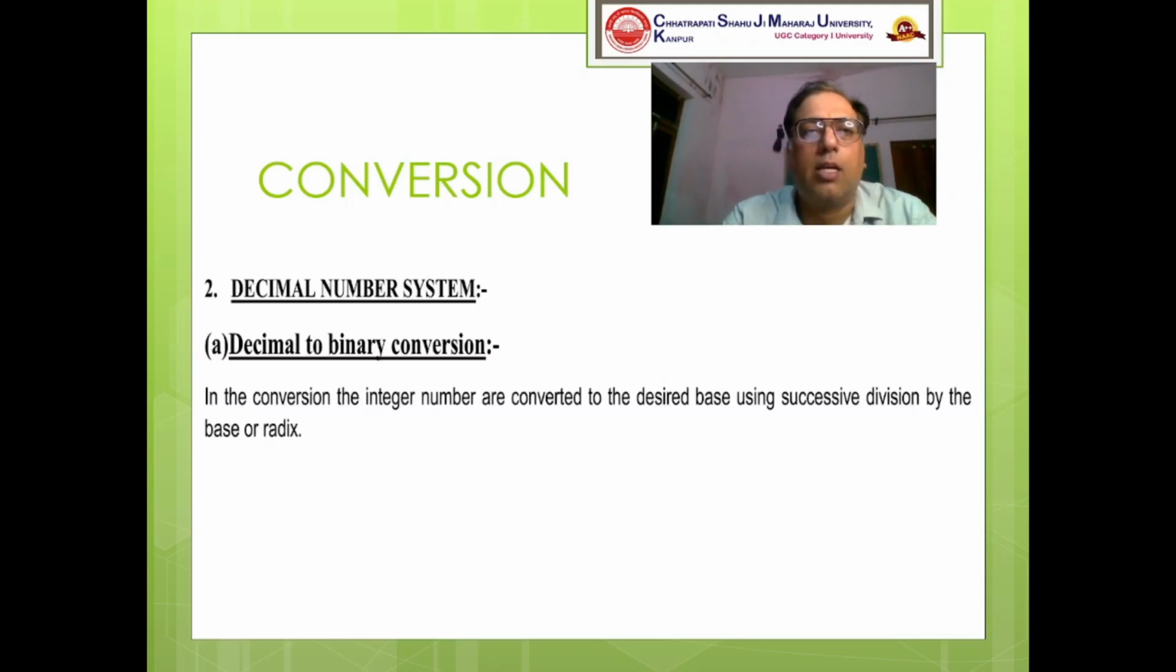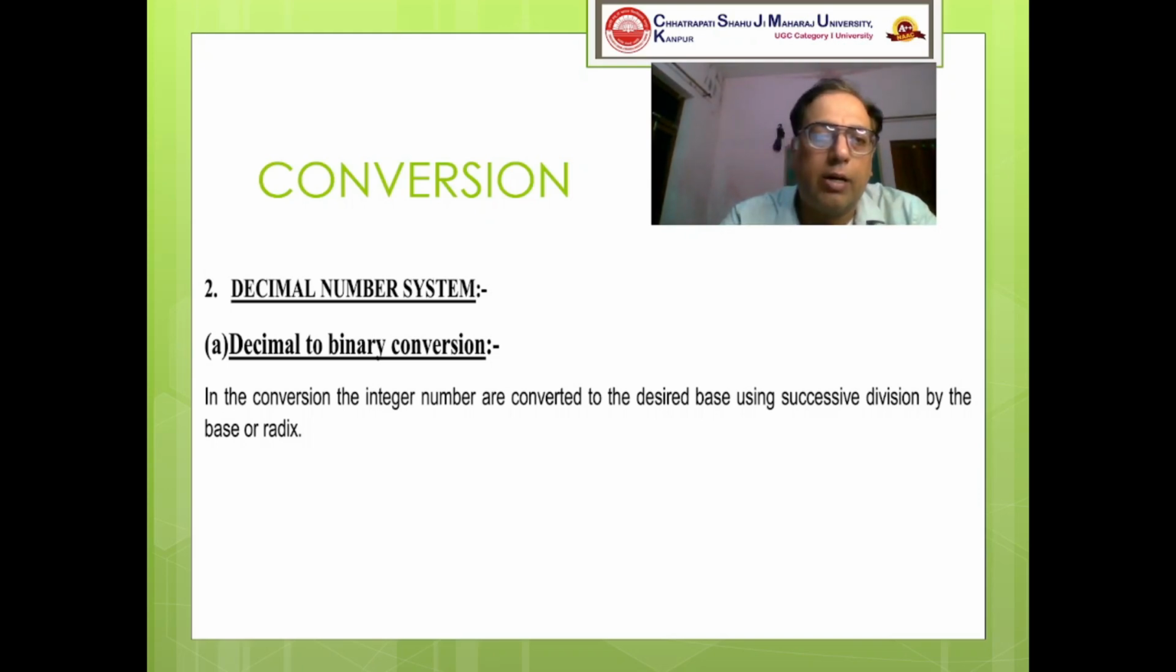Now let us see the case of the decimal number system. I am going to do decimal to binary, decimal to octal, and decimal to hexadecimal. In this series, first of all, let us see the decimal to binary conversion. In the conversion, the integer numbers are converted to the desired base using successive division by the base or radix. So we will be using the successive division method, in which we divide the number which is to be converted to binary by the base radix, that is 2. We will be continuously dividing, and the remainders will be 0 and 1.